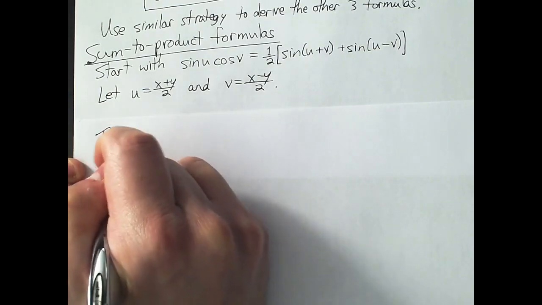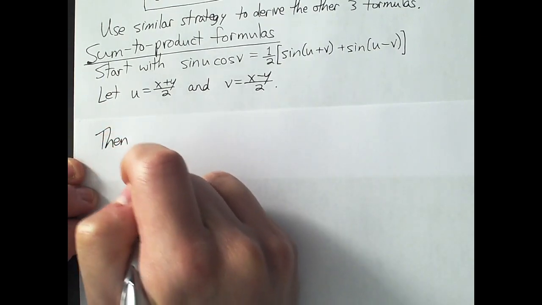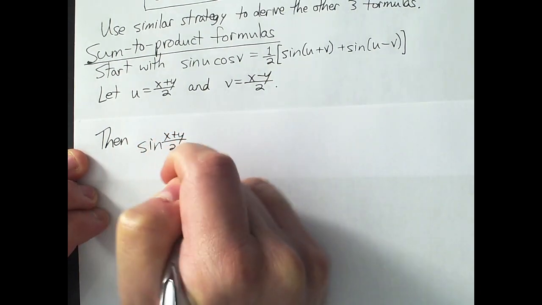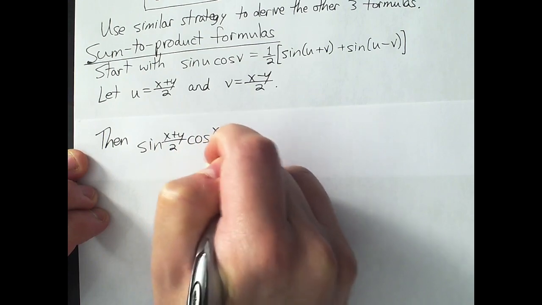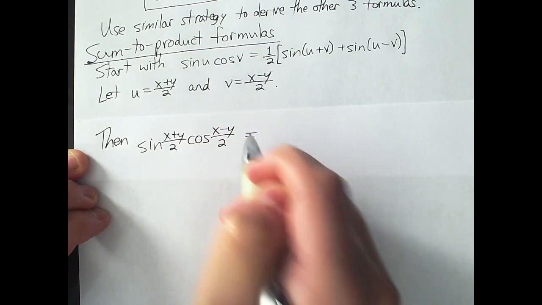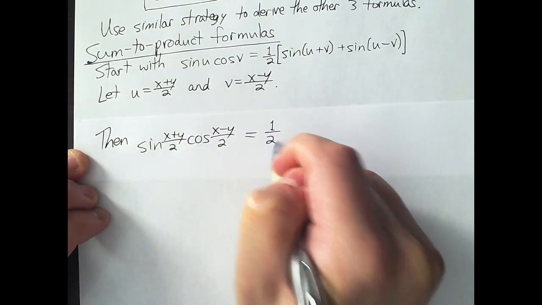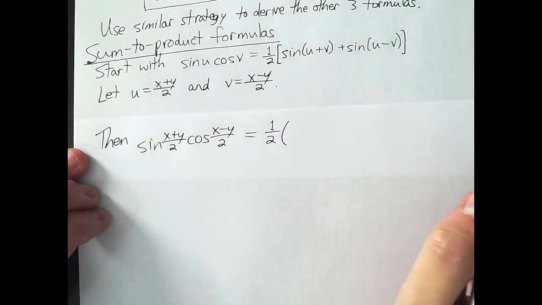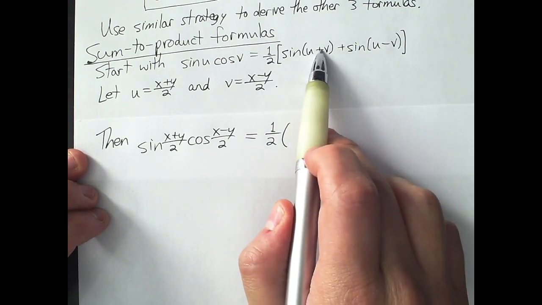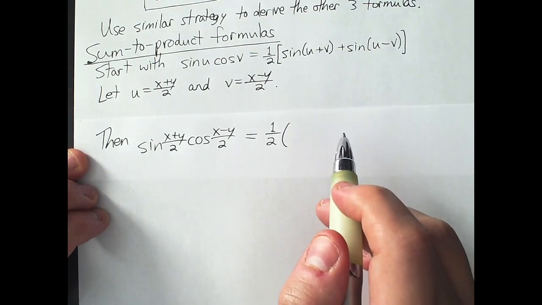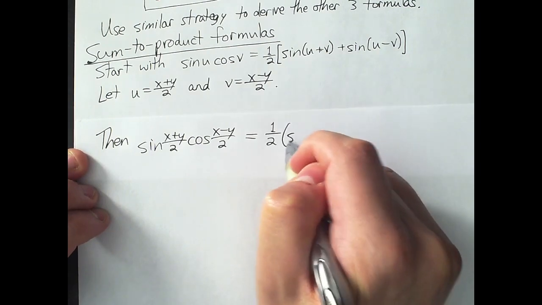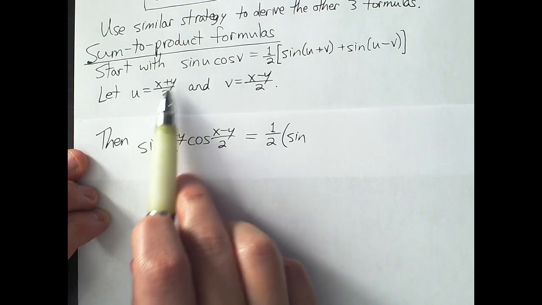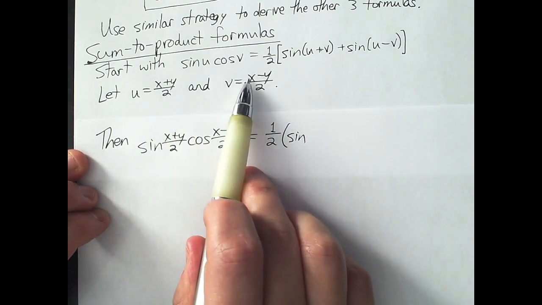Okay, then I'm going to rewrite what I have above, but I'm going to replace u with x plus y over 2. I'm going to replace v with x minus y over 2. That's my new left-hand side. What does my right-hand side become? Check this out. What is u plus v? Here, I'll write sine. We're definitely doing sine of something. What is u plus v? x plus y over 2 plus x minus y over 2.